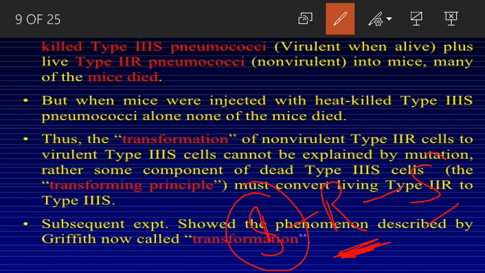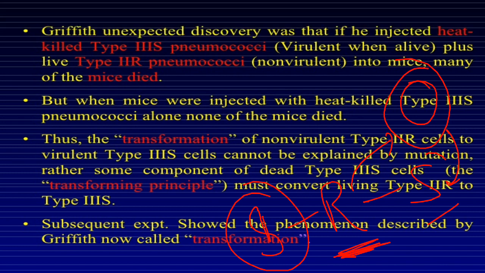As a result, this R bacteria developed a coat of polysaccharide around itself, and it was converted to the S form. So there was some material which passed from S to R, and that was known as the transforming substance, or the transforming principle. So the R strain was ultimately converted to the S strain, which was a virulent form.